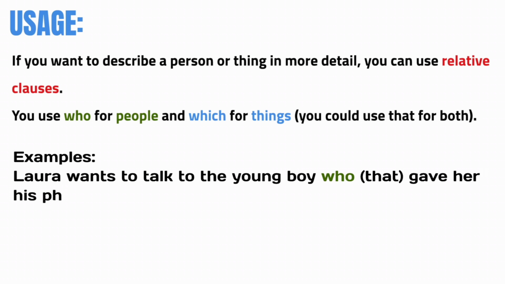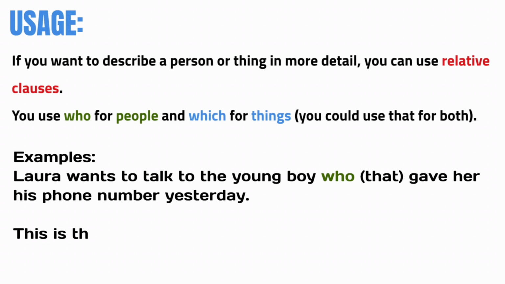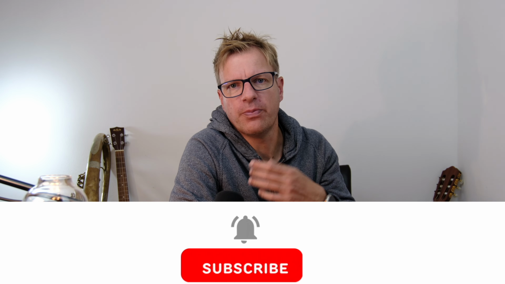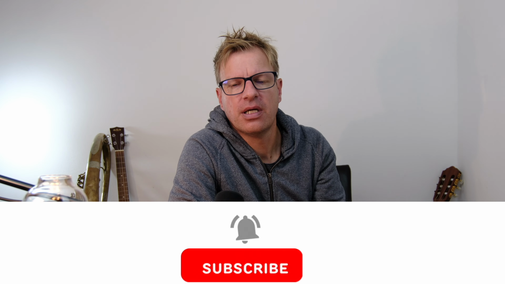Examples. Laura wants to talk to the young boy who, or that, but that sounds not so great, gave her his phone number yesterday. This is the book which Hannah read in her last holidays. We have who and we have which. And there is also that, which you can use for people and for things.